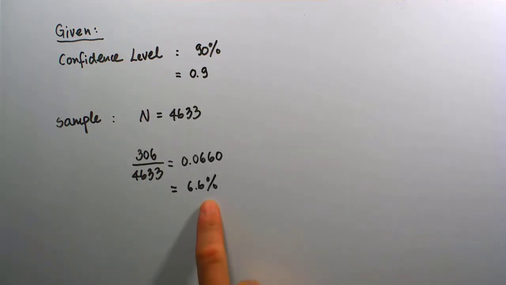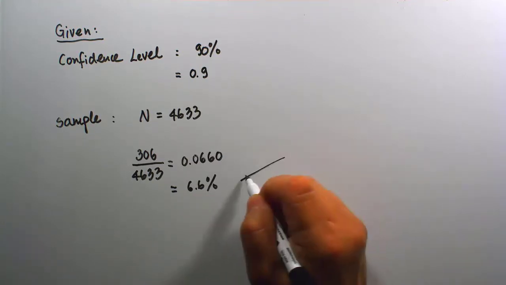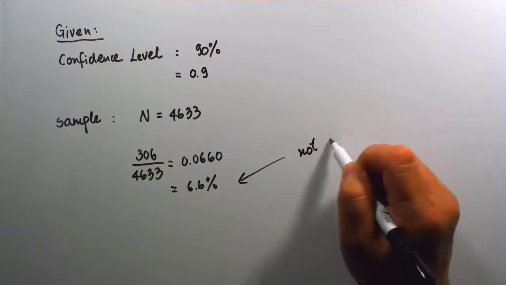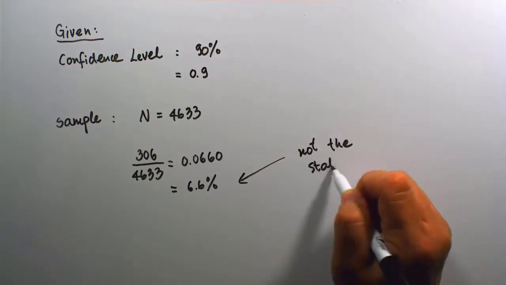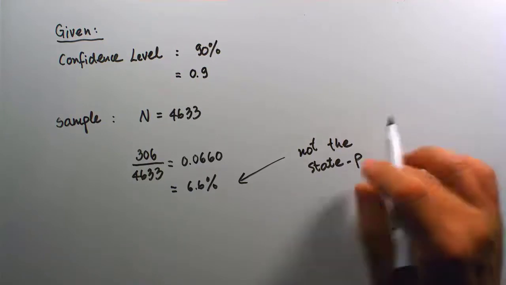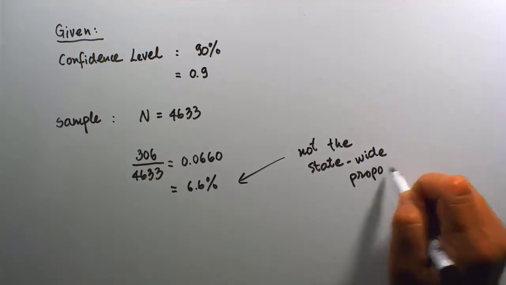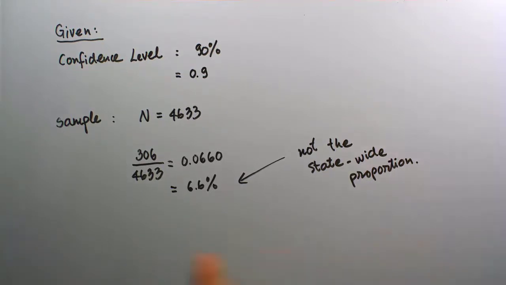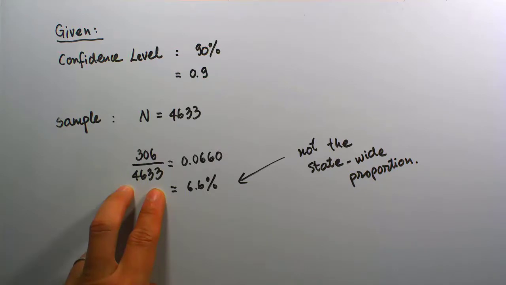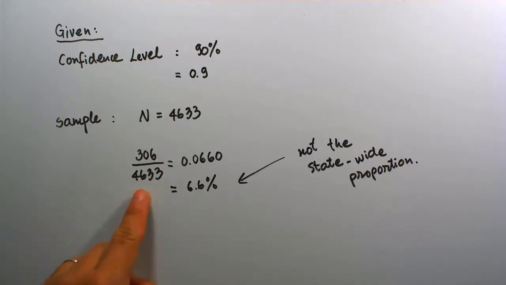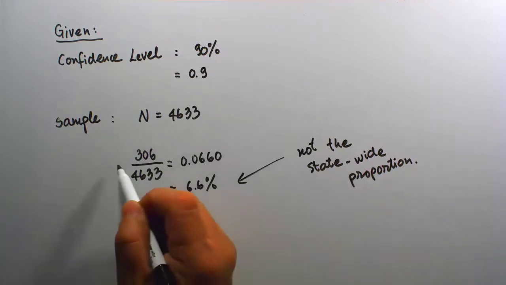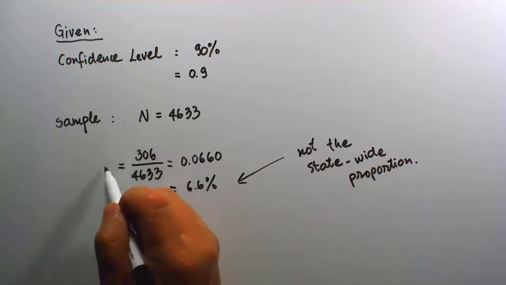So this proportion that we found, I have to make clear, is not the statewide proportion. It's a proportion, but it's just not the statewide proportion, because the entire state of Washington has a lot more residents, but the number of tests on that day, we only test 4,633 residents. And so this is not the statewide proportion. However, in our understanding by far, this is a sample proportion.